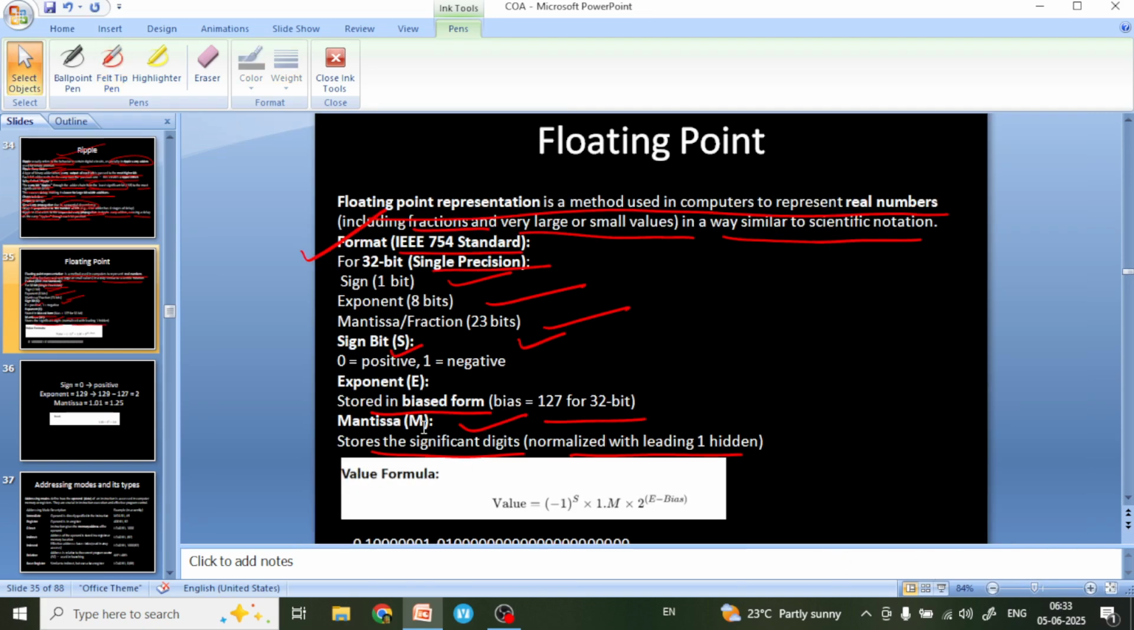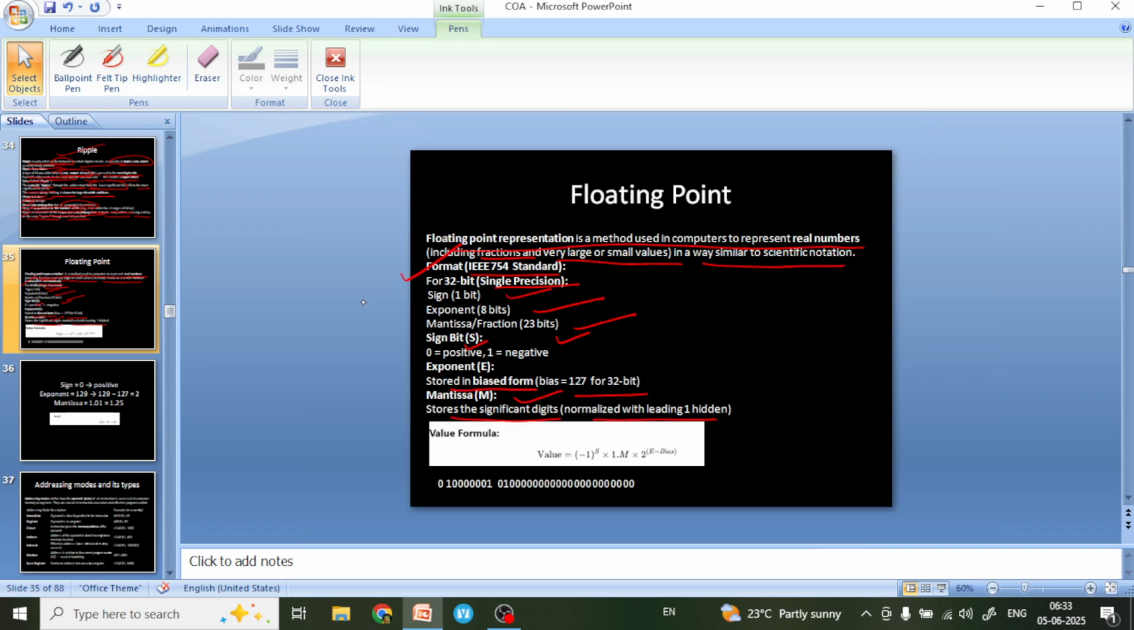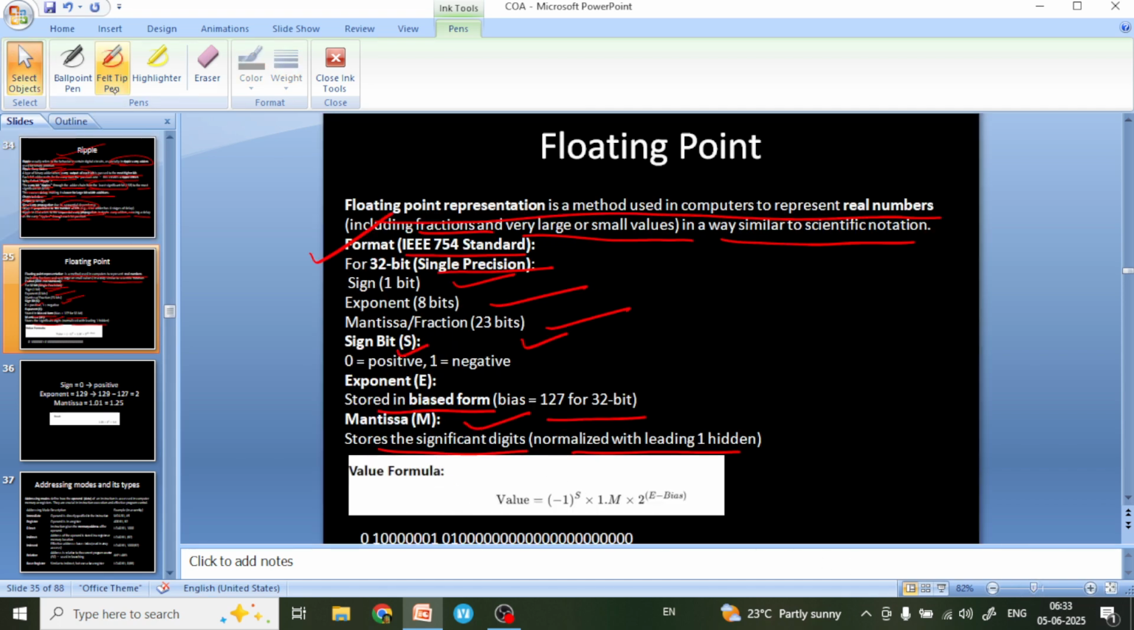And this is the formula used in floating point. Value is equal to (-1) raised to power S, which is used for the sign bit, multiplied by 1.M, which is used for the mantissa, multiplied by 2 raised to power (E minus bias), which is used for the exponent.